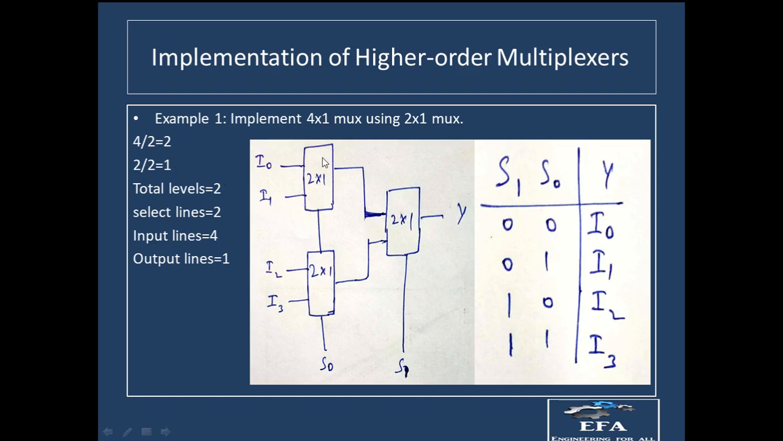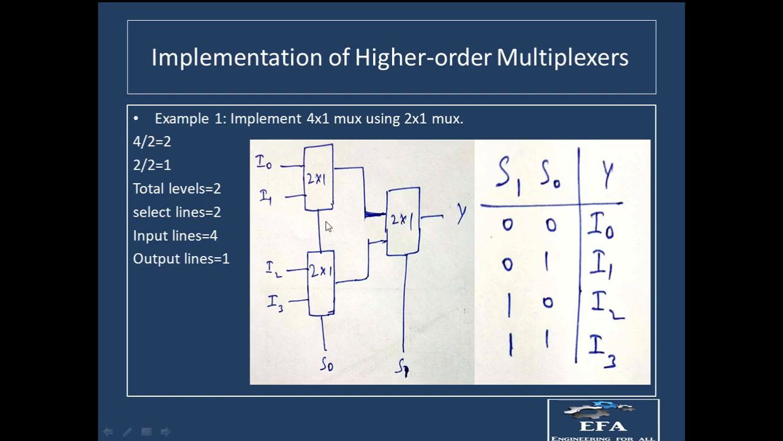So in the first level we need two multiplexers. This is the diagram which can be made. This is the first 2 is to 1 mux, this is the second 2 is to 1 mux, and into these two muxes we are giving the inputs. Two inputs are given to the first mux, and the second two inputs are given to the second mux. Whatever we get from these muxes is given as the inputs to the third mux at this position, and ultimately we will have the output at y.